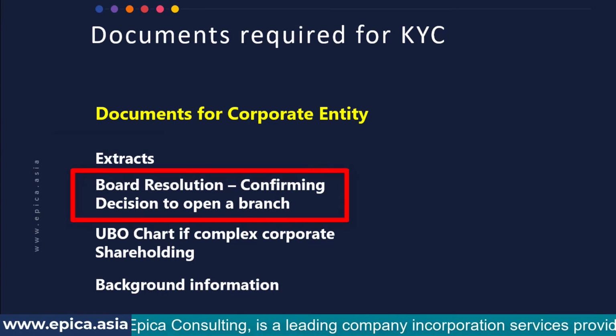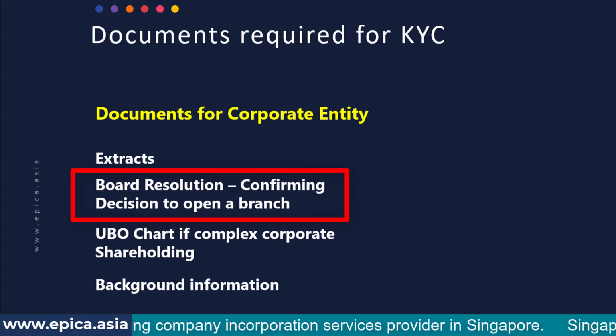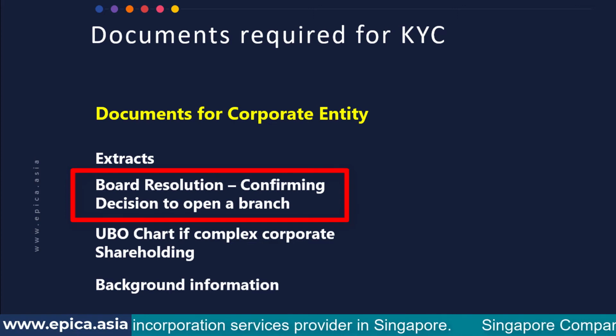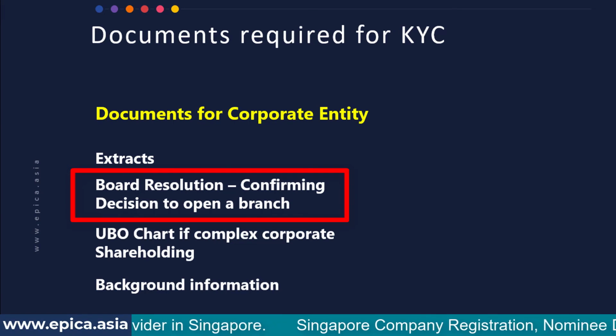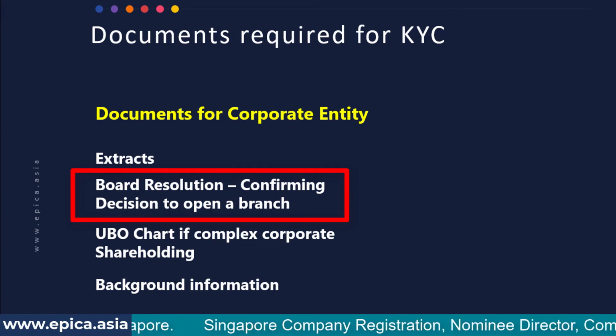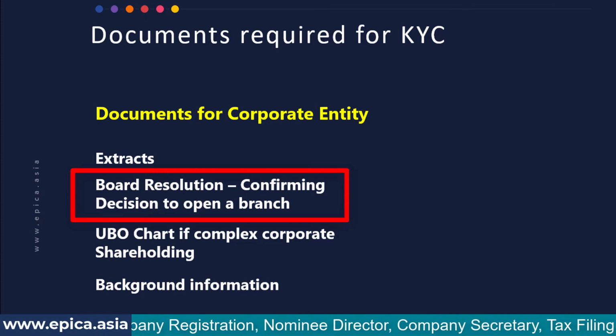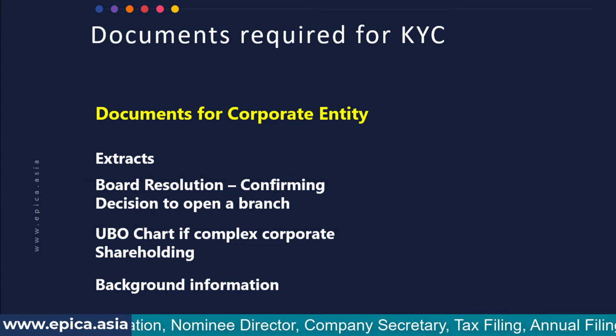Then the second document that we need is a board resolution of the parent entity where it will confirm that they intend to open a branch in Singapore, the person who is authorized to act as a representative in this matter, and if there is anybody who is required to be appointed as a resident agent.